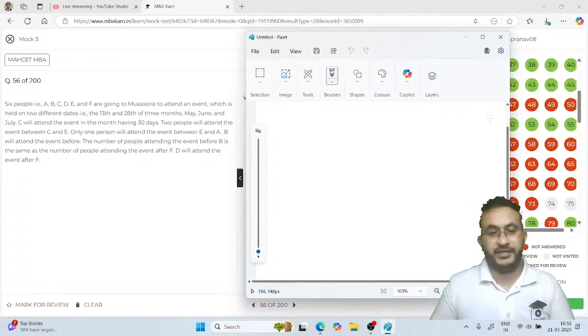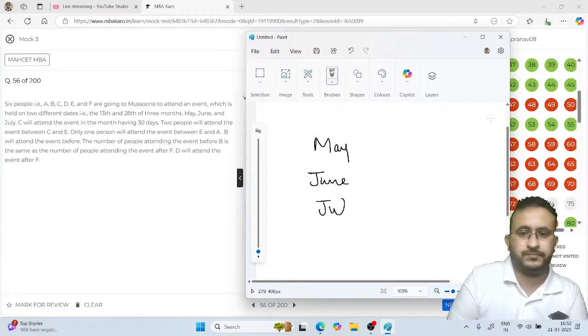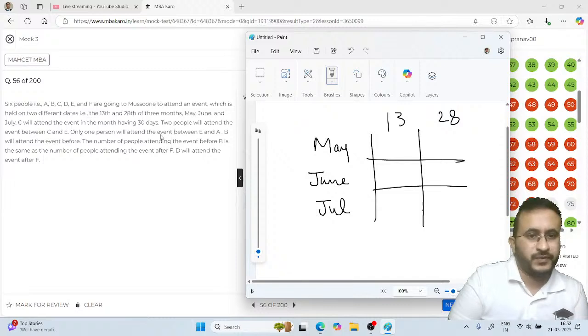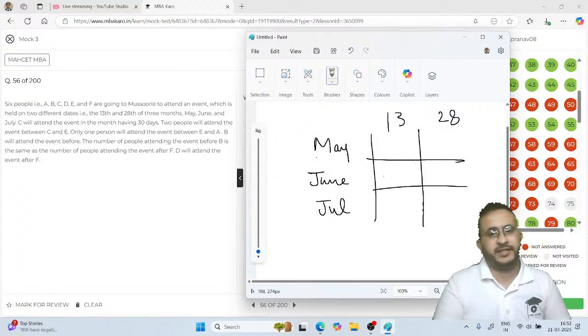13 and 28, May, June, and July. 13 and 20. So we have just 6 people. So it says that C will attend the month having 30 days. 2 will attend between C and E. Okay, 30 days we have June, right? So C will attend a month having 30 days.